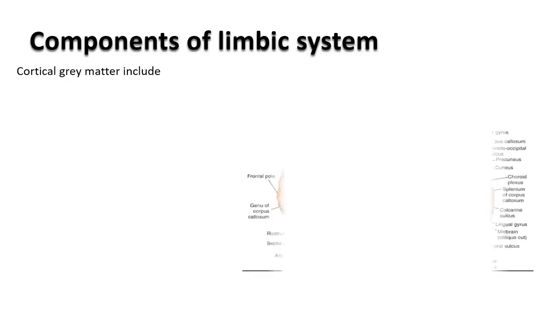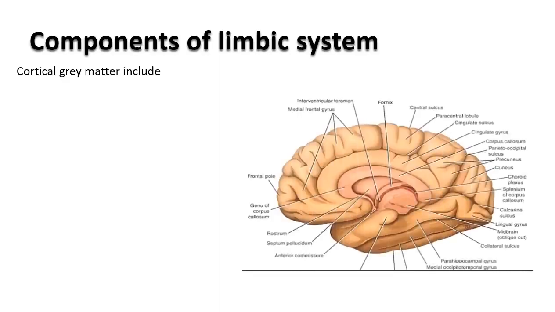So the components of the limbic system, we will first try to list out. Once you understand where all these structures are present, that itself solves half of your problem and makes matters easy. So the cortex, or the cortical part of gray matter with respect to the limbic system, includes all these areas which you are able to see here. We will enumerate this one by one.